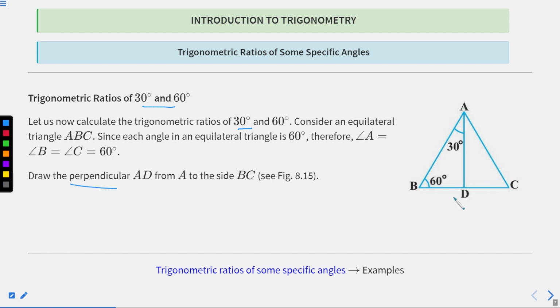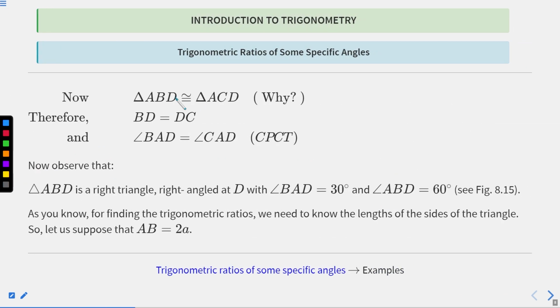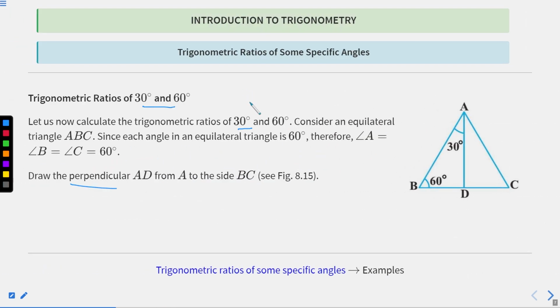Figure 8.15. Now triangle ABD is congruent to triangle ACD. Why? Here this side is common to each other, and this angle and this angle are equal, and this angle and this angle are equal.